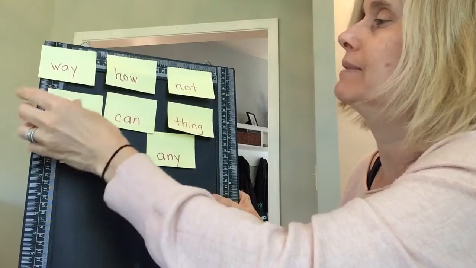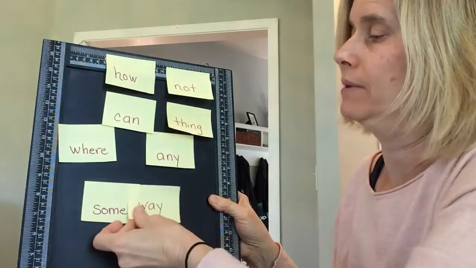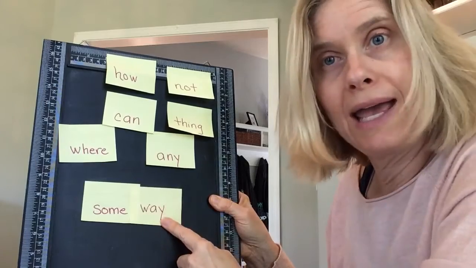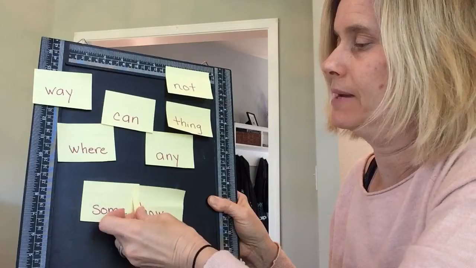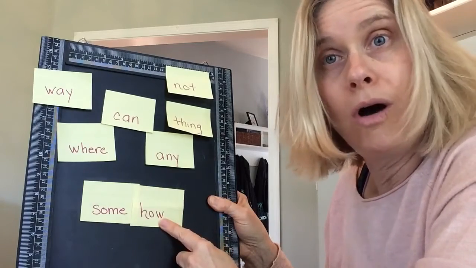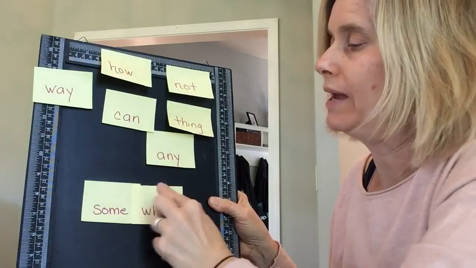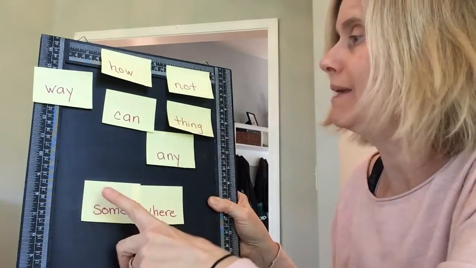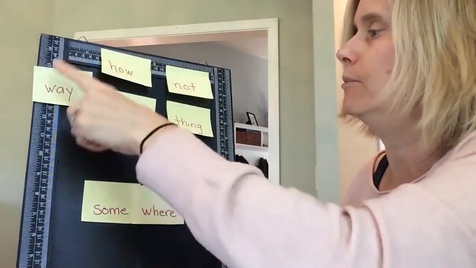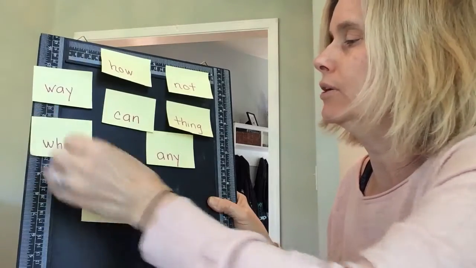Let's keep some out here. What if we did some way? That's another word. Oh my gosh, there's lots with some. How about somehow? Oh, there's another one. How about somewhere? Oh my gosh, there's another word. So just by knowing the word some, you can make somewhere, somehow, someway, something. That's a lot of words. Look at the power here, you guys.